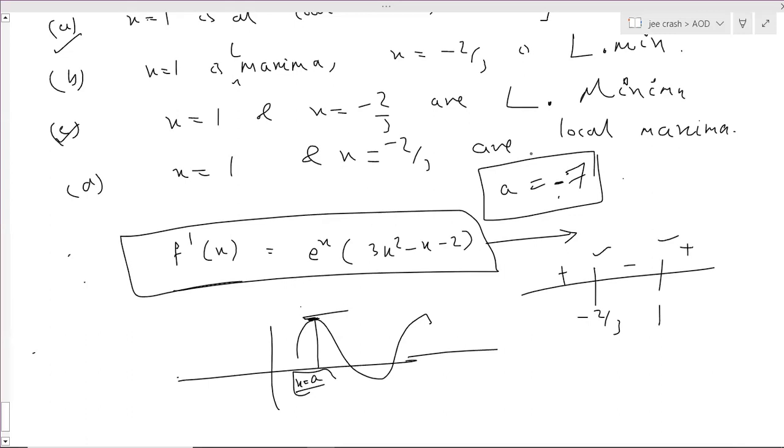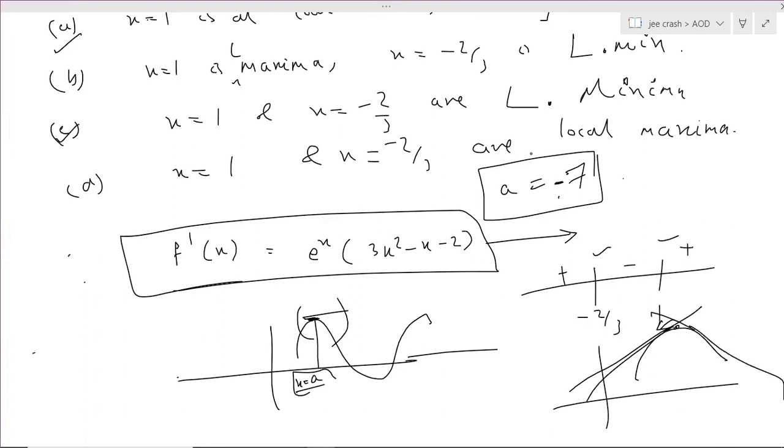But look at the neighborhood. If I look just before this, here the slope will be positive, right? But just after that, the slope of the tangent is negative. So at the critical point where the sign changes from positive to negative, that is a maxima. Where the sign changes from negative to positive, that is minima.